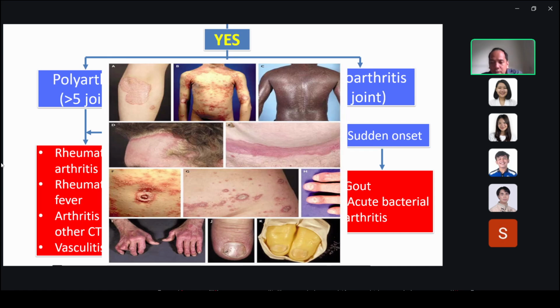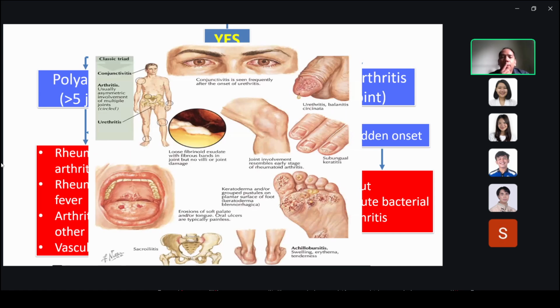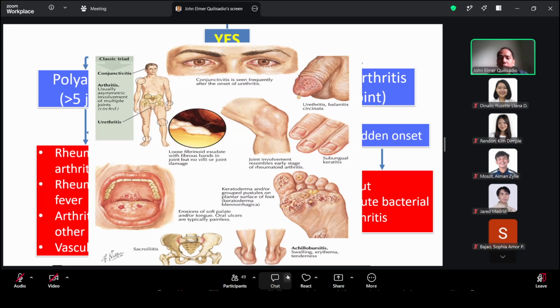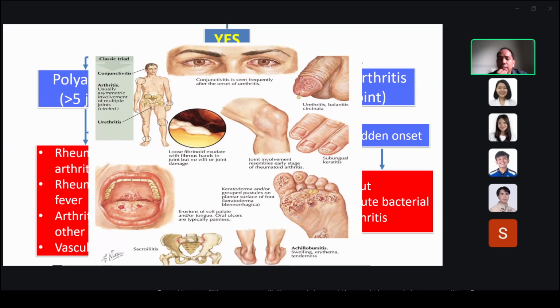Letter K, the nail, other changes, no? Oil spots. So, patients with skin, nails, and joint involvement, think of a psoriatic patient, psoriatic arthritis patient. This one is a patient with a classic triad of conjunctivitis, arthritis, and urethritis, common among patients with reactive arthritis or Reiter's arthritis, no?